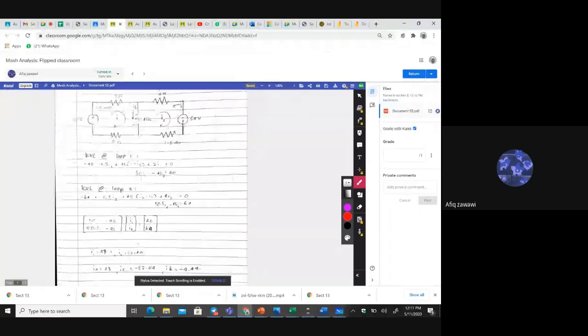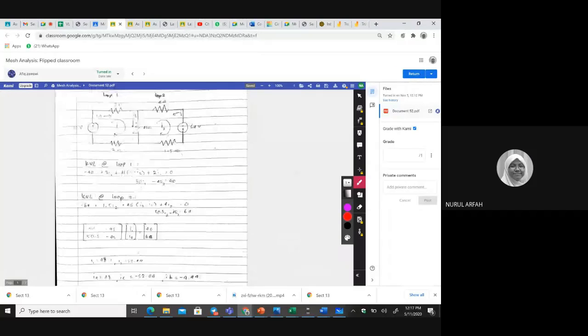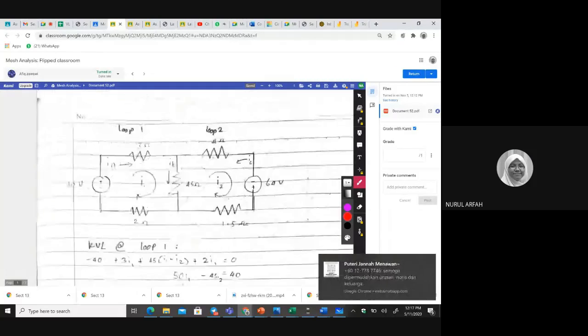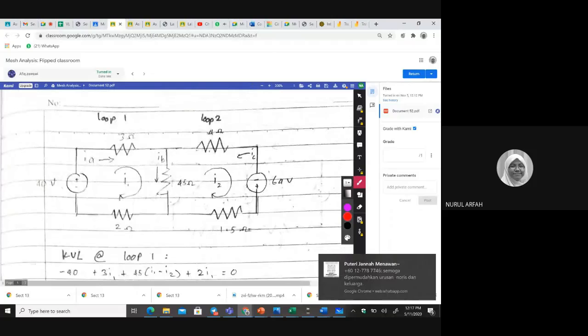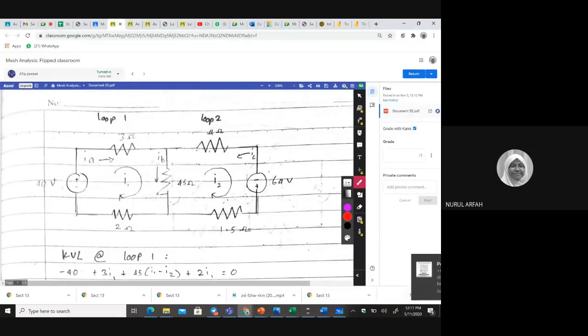Afiq? Yeah, madam. Okay. Alright, for your mesh analysis, the first thing first, you need to draw the mesh, the imaginary current. Okay, Afiq answers there. And then Afiq also put the I1 and I2. Yes, very good. And in fact, you can follow this IA or IC, but I think it's better to put I1 and I2 because you will not confuse the IA here and IC there.